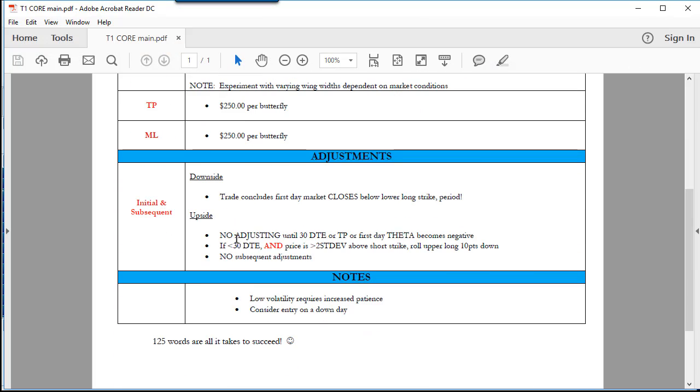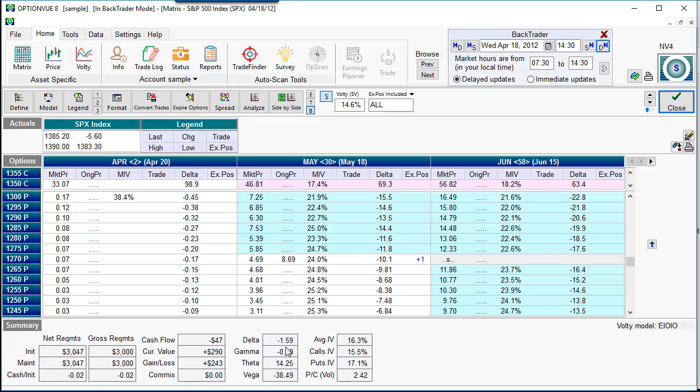So what do the guidelines say? No adjusting until 30 days to expiration, or take profit, or the first day theta becomes negative. Now, when you're first starting out, I'm going to suggest you strongly consider having resting orders on the server, so that if you know that you want to take $250 of target profit out of it, you work a resting order to close the entire structure with a good till cancel order at the closing price.